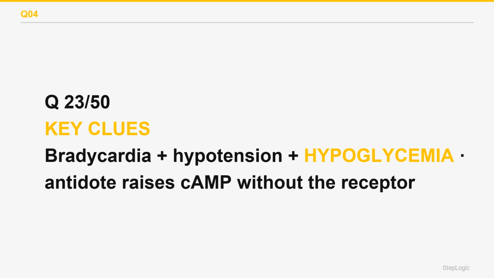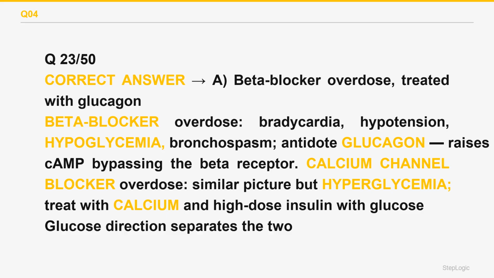Calcium channel blocker overdose looks similar but classically causes hyperglycemia since insulin release is calcium dependent. The correct answer is A. The glucose direction is the cleanest discriminator between these two look-alike overdoses and is worth committing. Beta blockade lowers glucose, calcium channel blockade raises it because insulin secretion from the beta cell requires calcium influx.